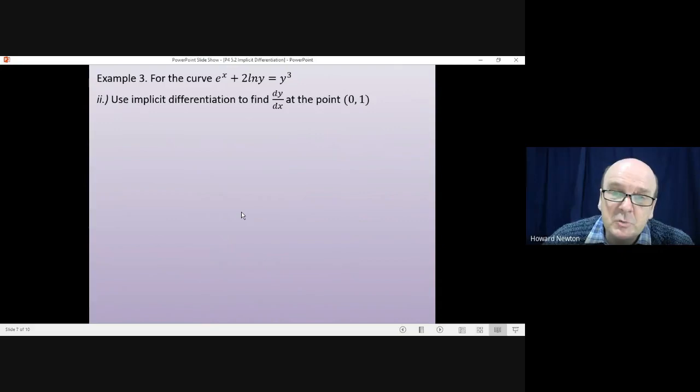Now, part 2: use implicit differentiation to find the gradient dy by dx at the point we were just considering, the point 0, 1. So we'll have to differentiate this using implicit differentiation and then substitute x equals 0 and y equals 1 to find dy by dx. I'll let you have a go at seeing if you can make sense of that. So pause the video, have a go, and come back to me when you're ready.